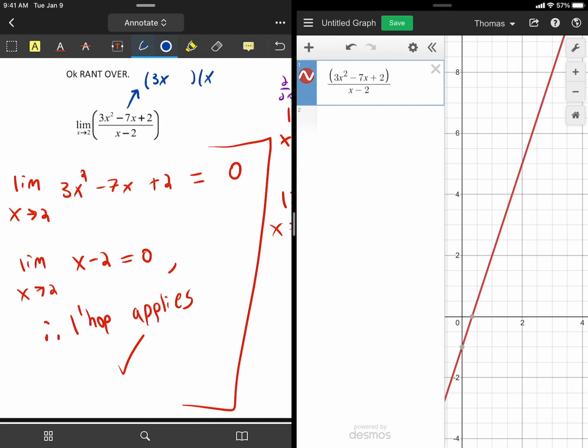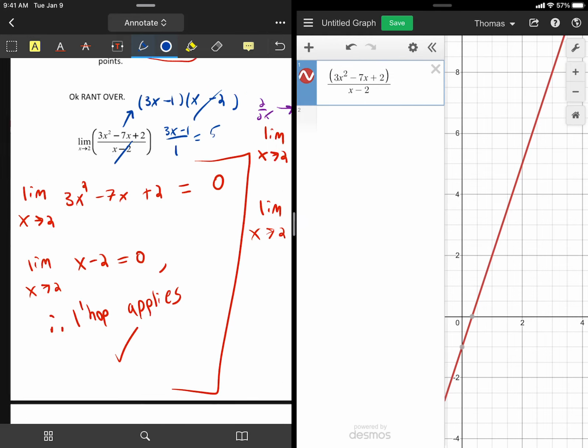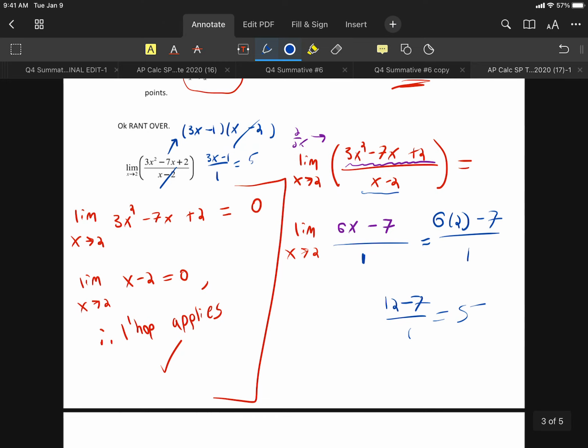3x, x, let's see. Oh yeah, I could have factored this. So we could have had minus 2 minus 1. So this is interesting, you could have factored it. The x minus 2's would cancel, and you'd have 3x minus 1 over 1, and when you plug in 2, you'd get 5. So that is actually a really good one to close on here, because two things.